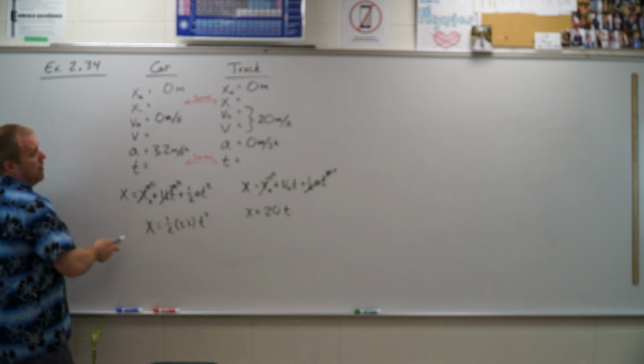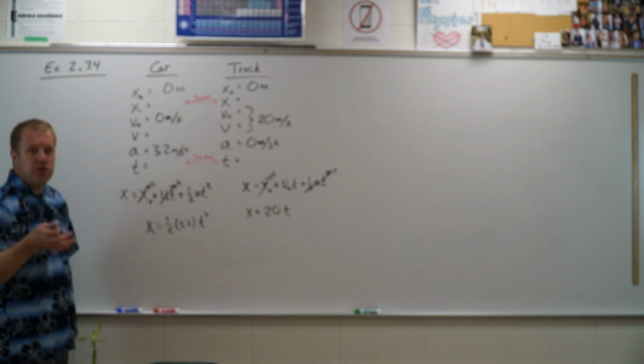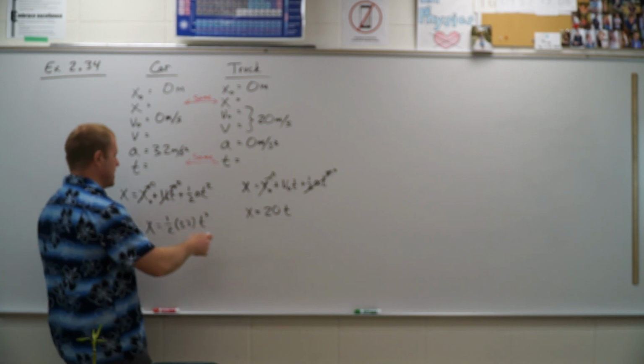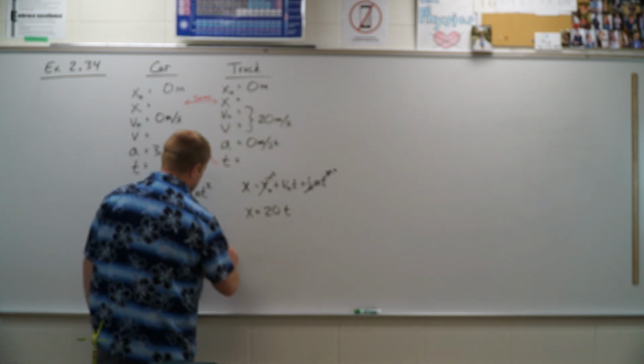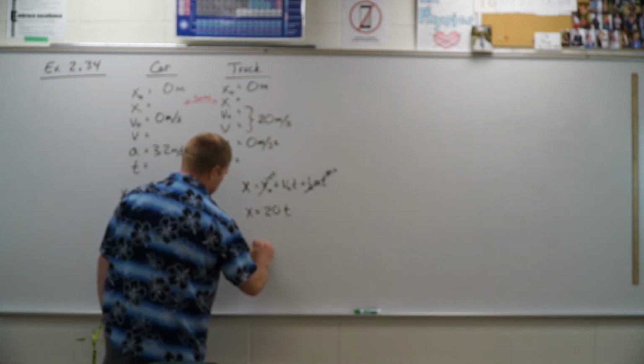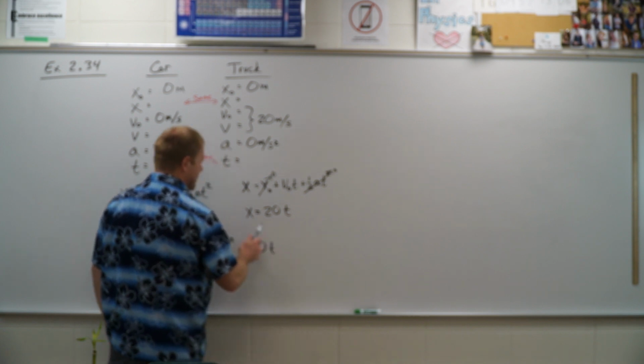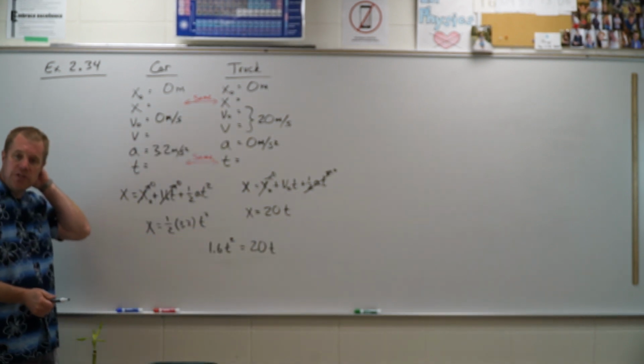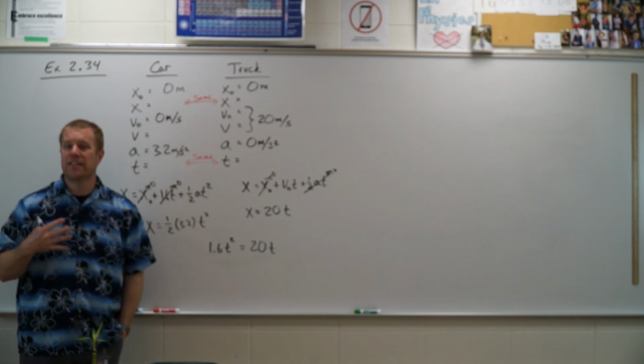All right. At this point, I have two equations, two unknowns. I'm just going to go ahead and set them equal to each other. So I have 1.6 t squared equals 20t. Since they were both equal to x, I can set them equal to each other. And I'm going to solve for the time.